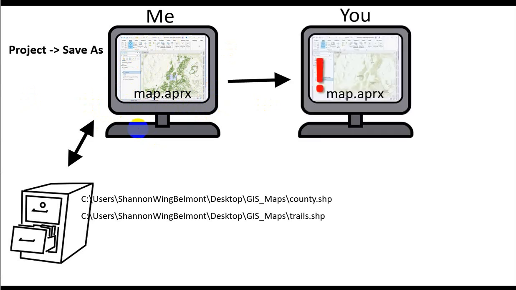You open the ArcGIS file, and what you find are exclamation points by the data layers, and nothing's displaying in the map except the base map. Why isn't it displaying my data?